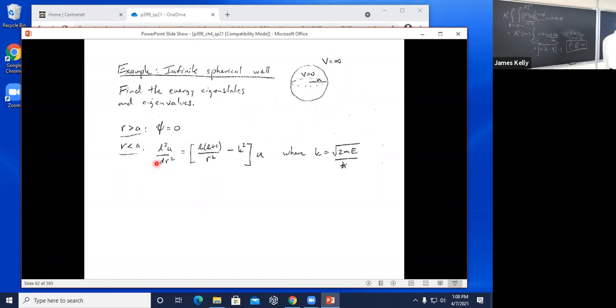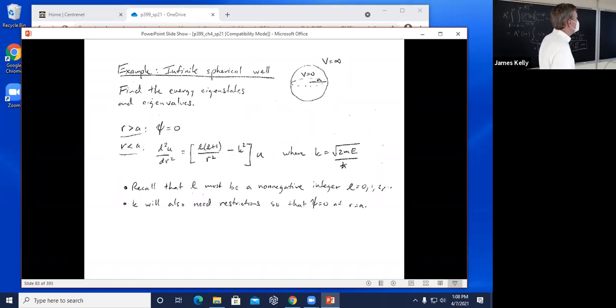Okay, we want to find out what u is as a function of r and then divide out r to get R as a function of r. So in this case, there's a script l in here. l has to be a non-negative integer. And in just a second, just to get some intuition, we're going to specialize to the l equals 0 case first. Then we'll go to the more general solution later on.